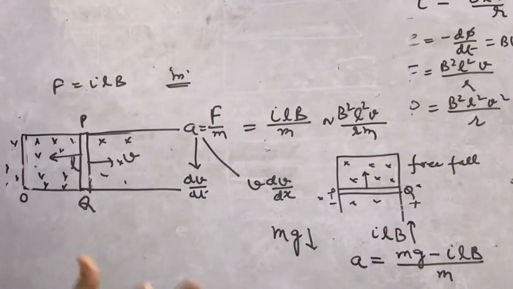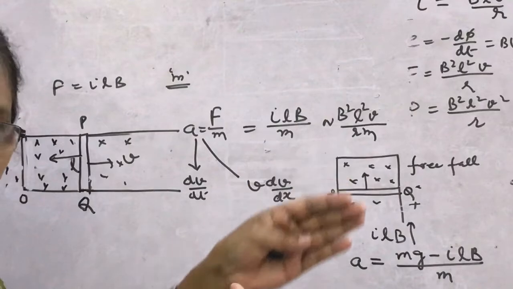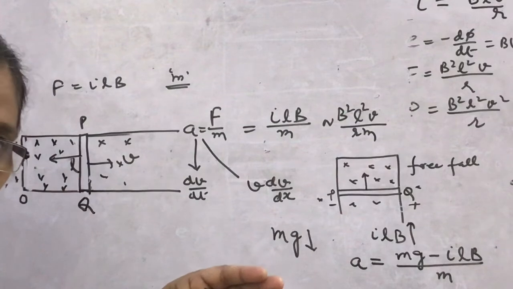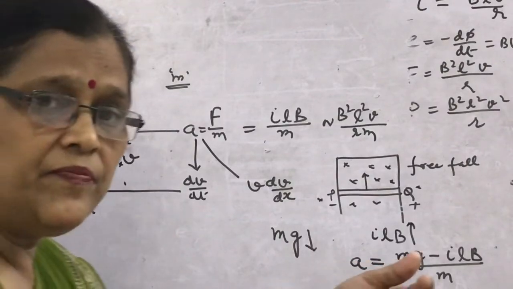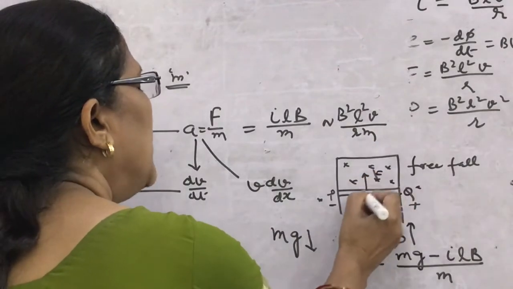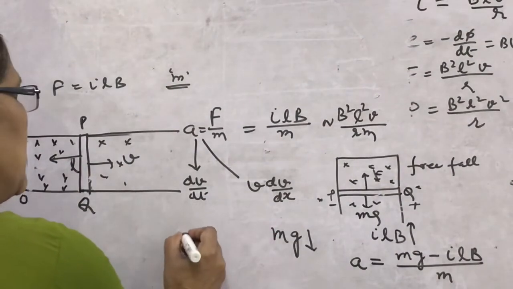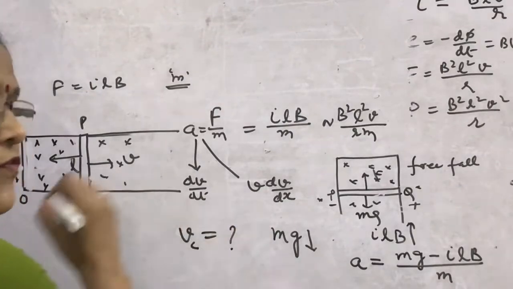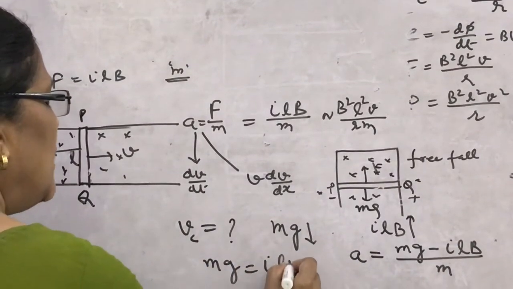What will happen? After some time, you will find that upward force and downward force will balance each other. Now the rod will start falling with constant velocity. What will be that constant velocity? If the rod falls and after some time the upward force F and downward force mg both become the same, then suppose the constant velocity is Vc, how will you find Vc? Simple, you will put mg equal to ILB.